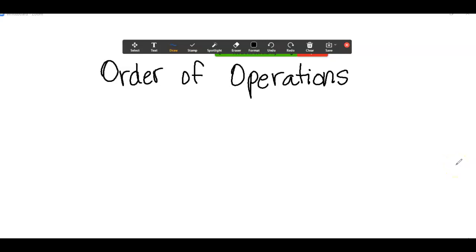All right, so we're going to talk today about order of operations, specifically what it is, why we need it, and how to use it. Okay, so what it is, order of operations tells us the order in which we need to do operations. So what it is is very clear in the actual term. So what I normally tell students is think of a science experiment.